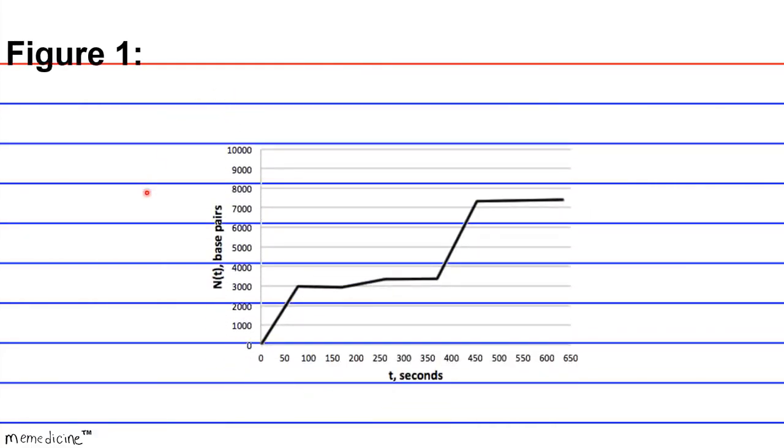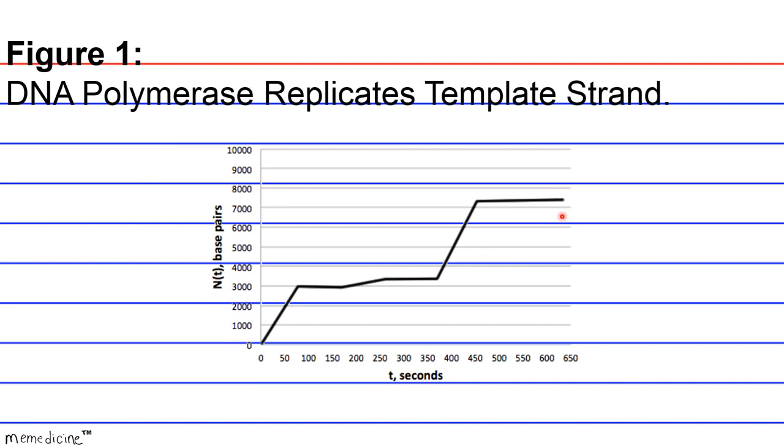So here we're shown the activity of DNA polymerase. On the abscissa, the x-axis or the input value, we have time in seconds. And on the ordinate or the output value, we have the number of base pairs replicated as a function of time, which is denoted N of T. So here we see there's a rise as time progresses in the number of base pairs replicated.